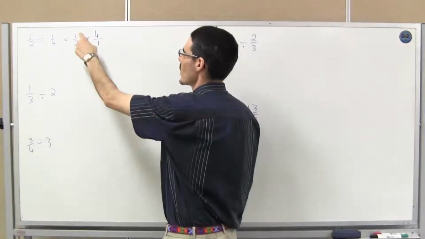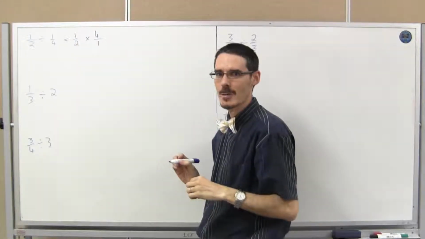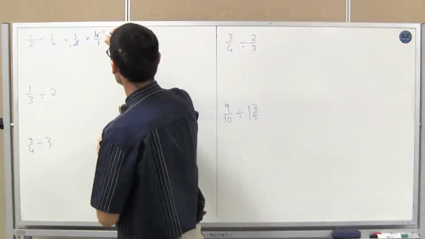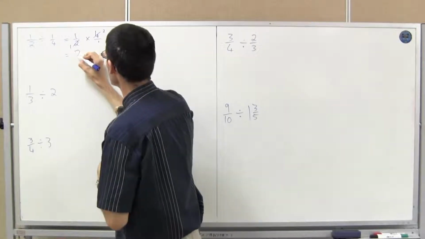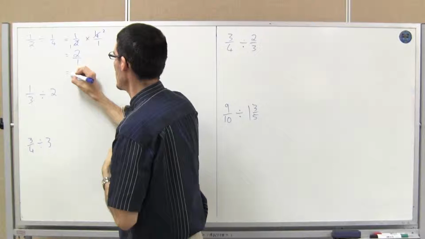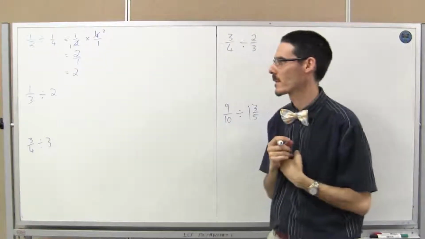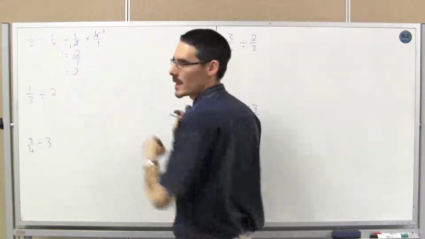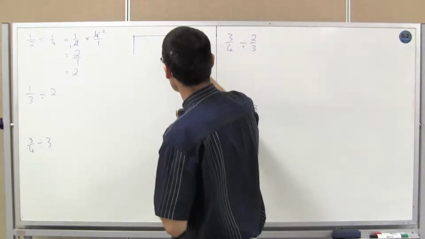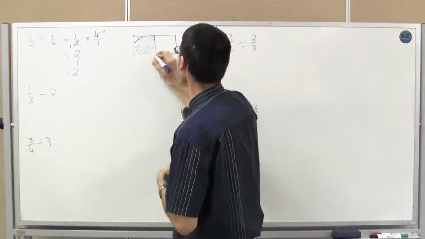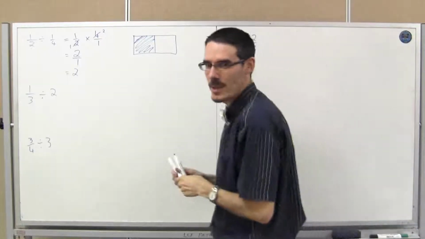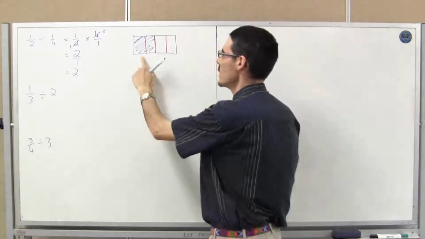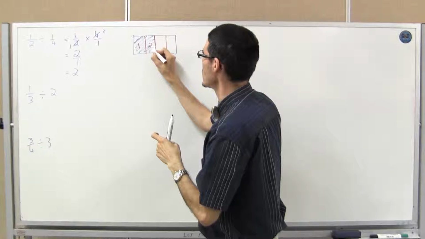Well, now it's easy. 1 times 4 is 4. Wait a minute. I can see a common factor first. Both of these are divisible by 2. Once, twice. So I've got 2 over 1, which is just 2. Let me see if I can draw you a diagram to help you. This was a half divided into quarters. So I've got a half, and I want to divide that up into quarters. How many quarters go into that? 1, 2 of them.